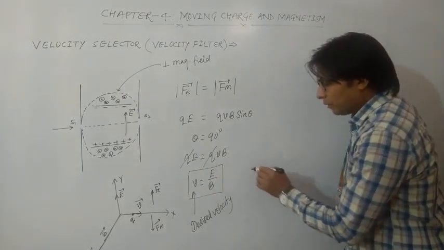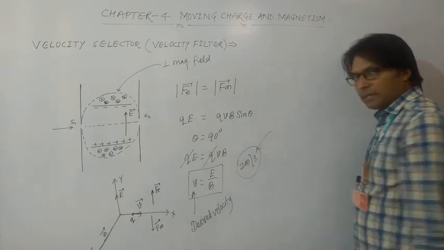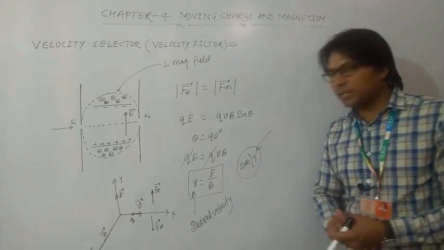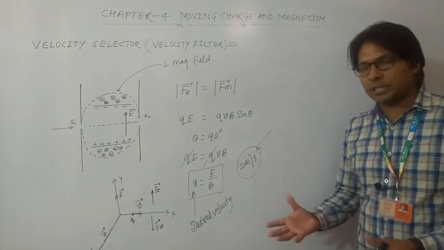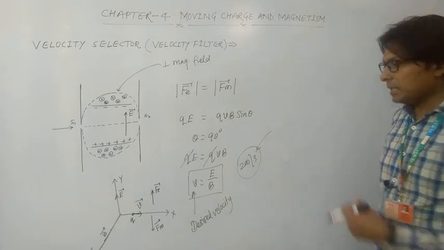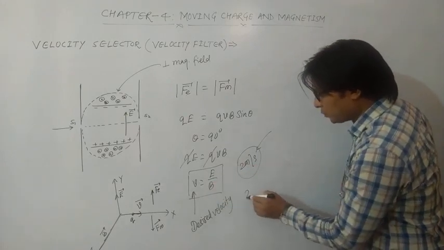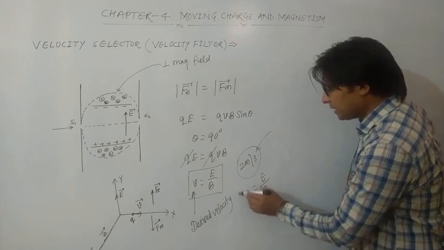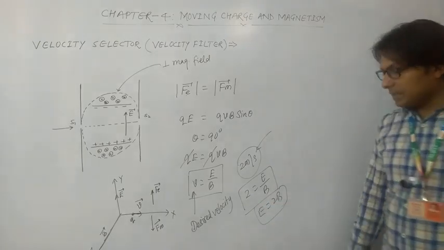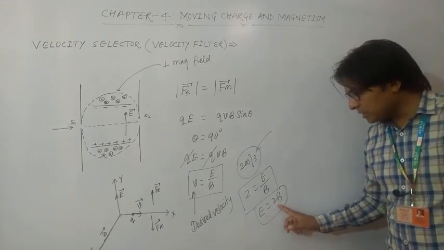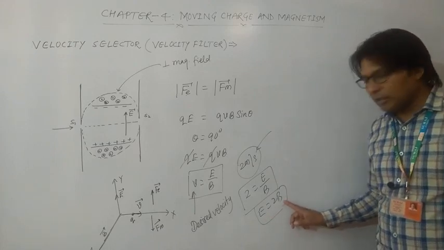So if I want to select a charged particle moving with 2 meters per second velocity out of many charged particles having 4 meters per second velocity, 5 meters per second velocity, then what I have to do is simply apply the electric field. If I put the value of velocity as 2, so E divided by B is equal to 2, meaning E is equal to twice of B. So I have to apply the electric field just twice of the magnetic field. The value of the electric field is just double the value of the magnetic field.